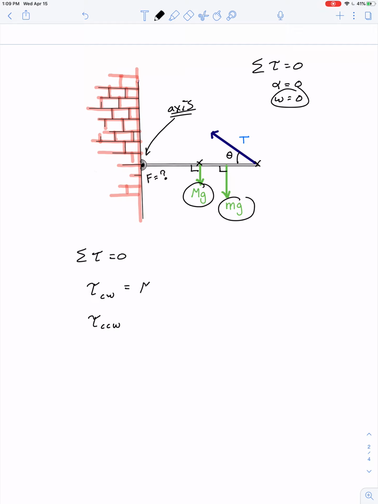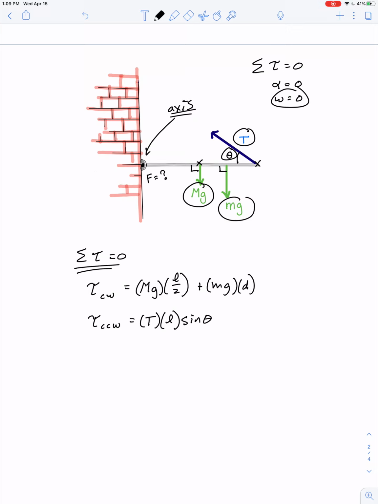So there's a torque due to the weight of the sign, force times lever arm of L over 2, plus the other force from the sign, mg, with a lever arm of d. Okay, and then the counterclockwise torque comes from the tension in the cable. So we have to multiply force, that's the tension, times a lever arm, that's the length of the entire beam. In this case, the angle is not 90 degrees, it's theta, so times sine theta.